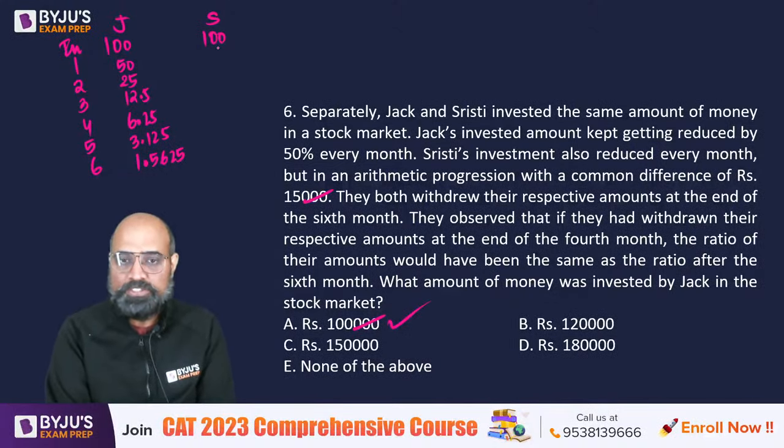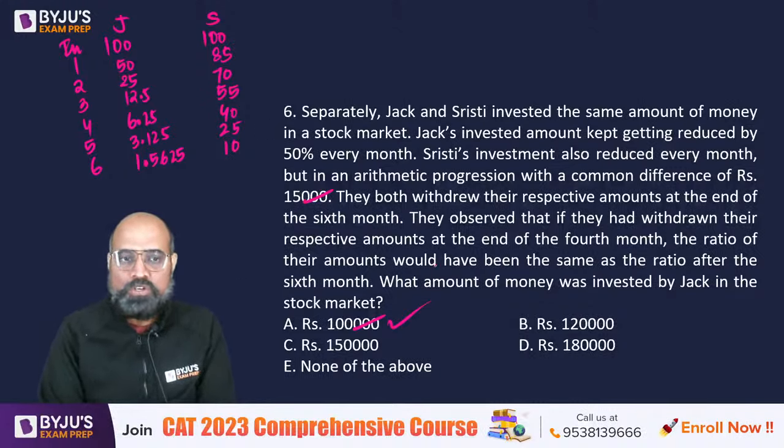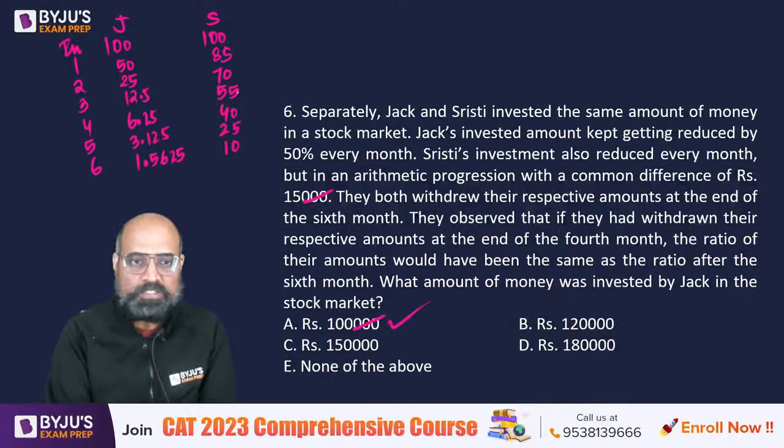If I look at Srishti, her amount keeps getting reduced by 15. So this becomes 85, this becomes 70, next year it becomes 55, then it becomes 40, then it becomes 25, and then it becomes 10. So according to the question, one more needs to be done, 1, 2, 3, 4, 5, 6.